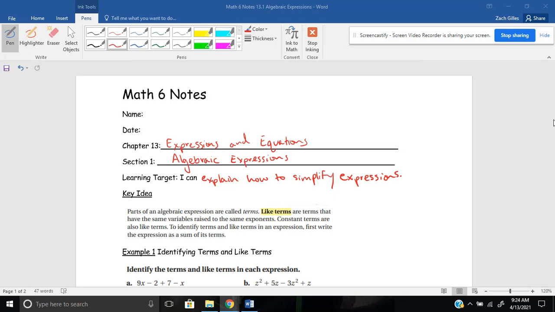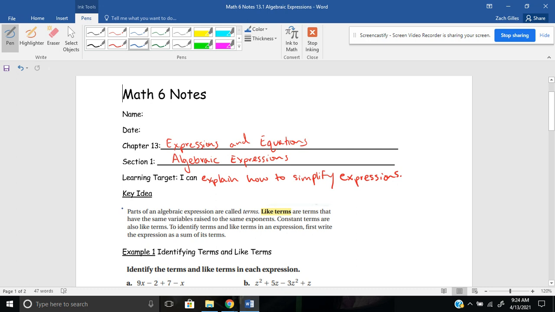In chapter 13 we're going to talk about expressions and equations, and more specifically in section 1 we're going to talk about algebraic expressions. Our learning target today is I can explain how to simplify expressions. Okay, expressions, equations, what's the difference here and how do I simplify them? That's what we're going to learn about today.